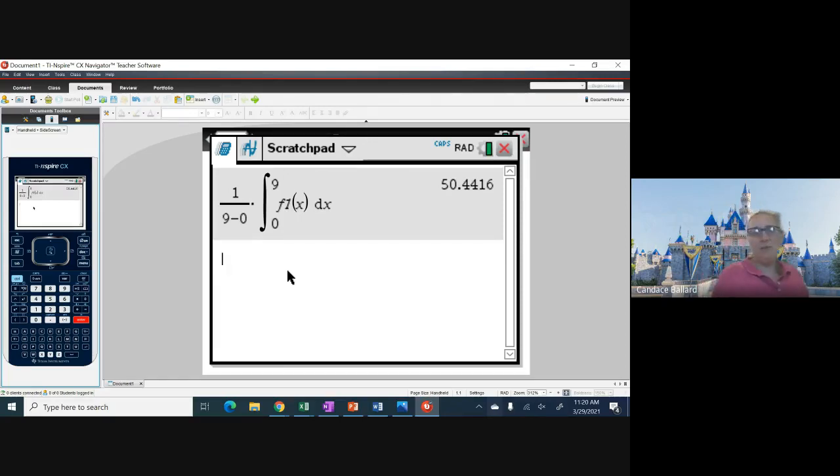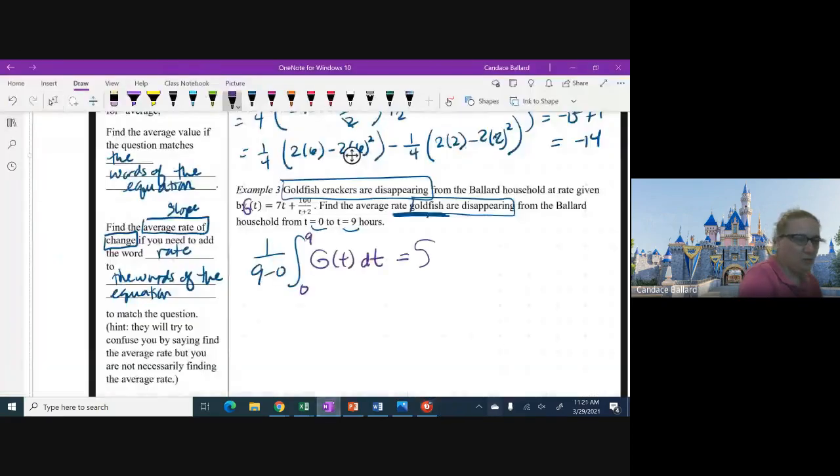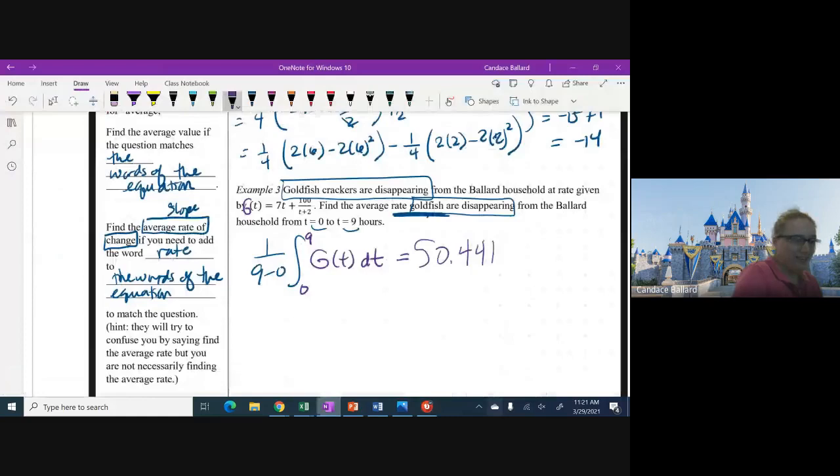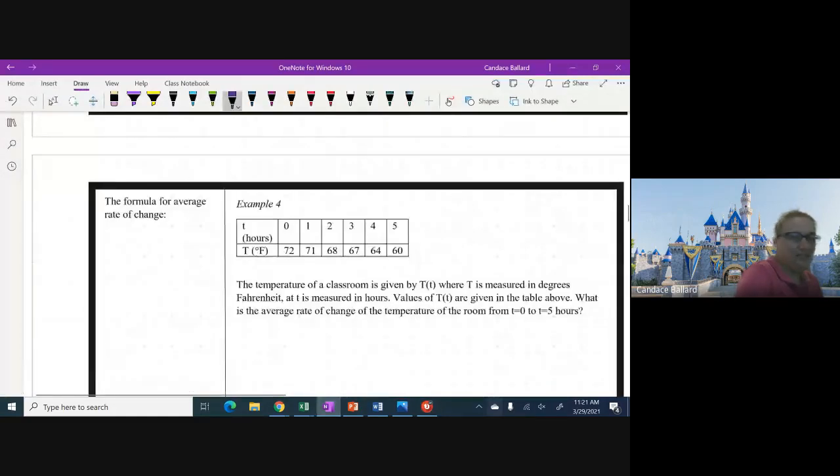All right. Robert, you're exactly right. Good job, Robert. So 50.441. Did I get the same answer? Yeah, we got the same answer. Nice job, everybody. Okay. Let's keep going. Let's look at these last two.